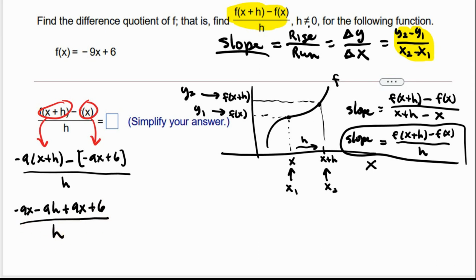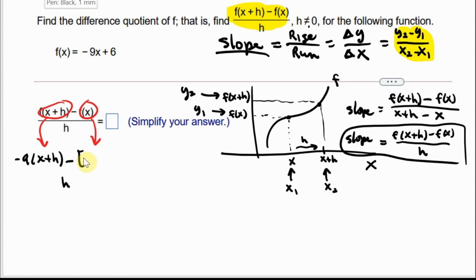So we simplify, we just distribute, so we get negative 9x minus 9h plus 9x plus 6 all over h. Let's see if anything cancels. Well, the negative 9x plus 9x cancels. And we have left... I'm so sorry. I forgot my 6 over here.